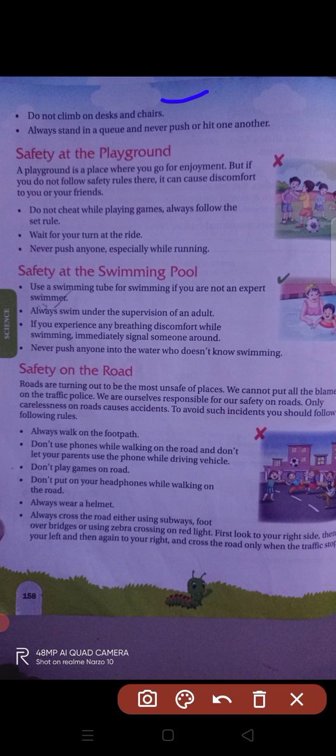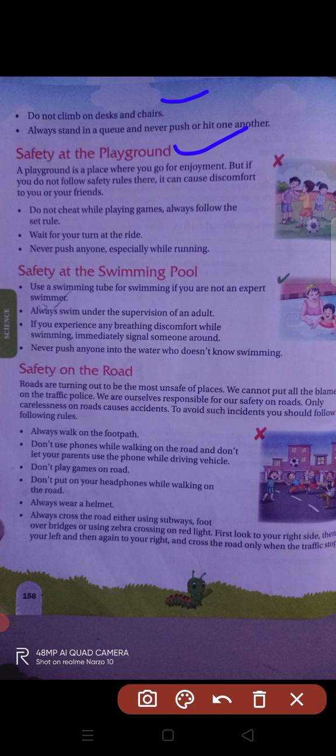Always stand in the queue while you are going to the toilets, washrooms, or to wash your hands. For playing, everywhere you should maintain discipline and follow the queue while you are moving outside in the school. During lunch time, when you go to wash your hands, you have to go in the line. And while going to the playground, you should maintain the line and follow the safety rules.